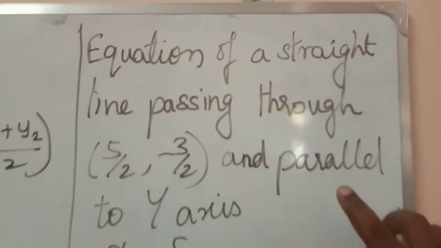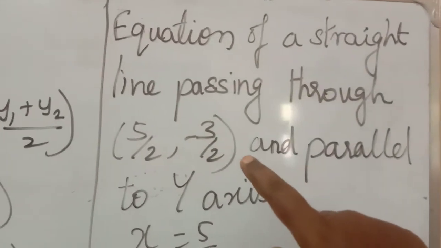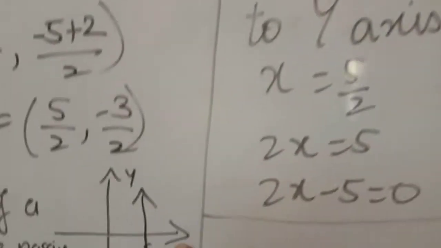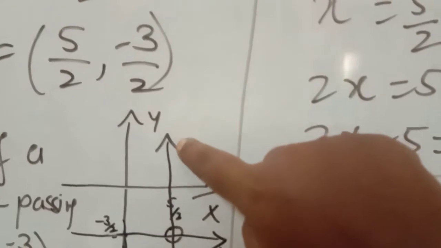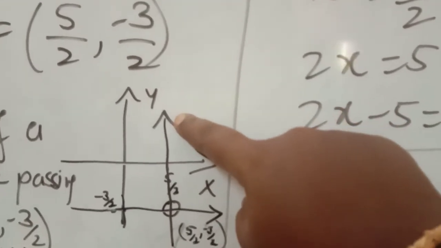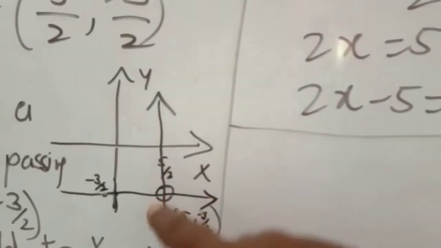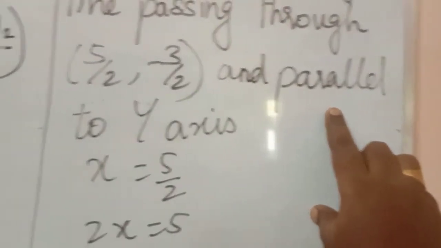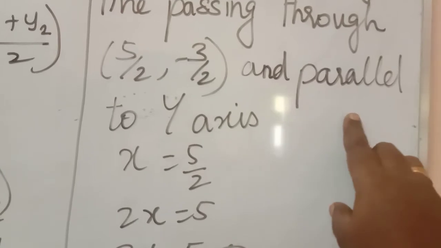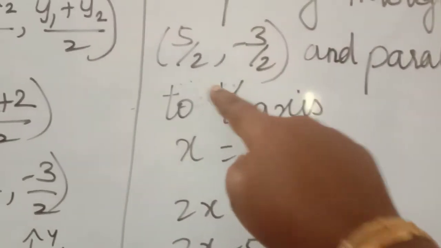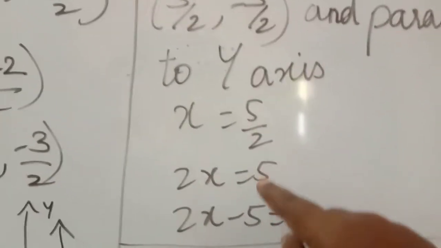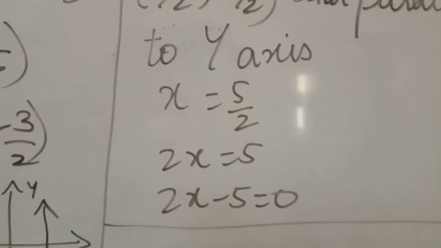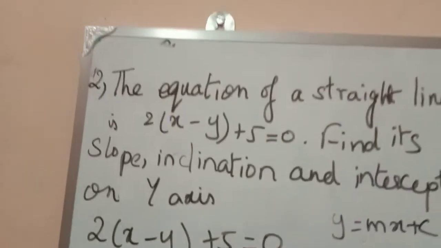Next parallel to y-axis. Equation of a straight line passing through (5 by 2, minus 3 by 2) and parallel to y-axis. The equation of this straight line we are going to find. This is a line parallel to y-axis passing through (5 by 2, minus 3 by 2). So, since it is parallel to y-axis, parallel means we have to change y as x. So, x is equal to the x coordinate 5 by 2. So, 2x equal to 5, 2x minus 5 equal to 0 is the required equation.